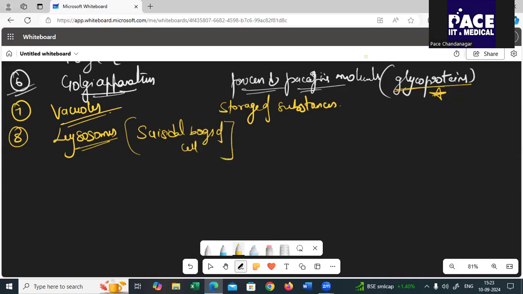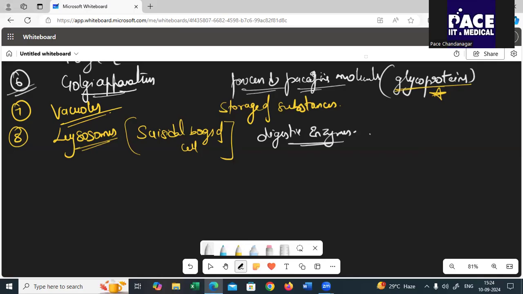What does it contain? It is having digestive enzymes. So in case some part of the cell is unfunctional, is not working, then what it does is it goes there, liberates some digestive enzymes, and digests that particular part. And once after this digestion, this part is excreted out; your plasma membrane will open up and that part will be excreted out.